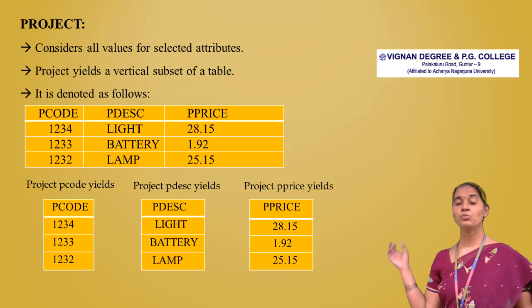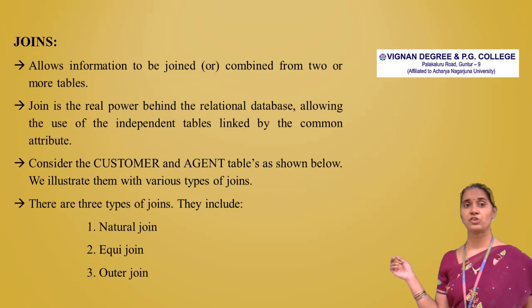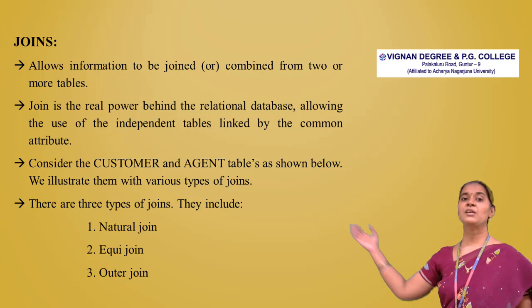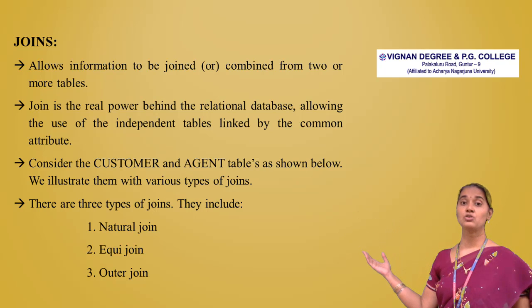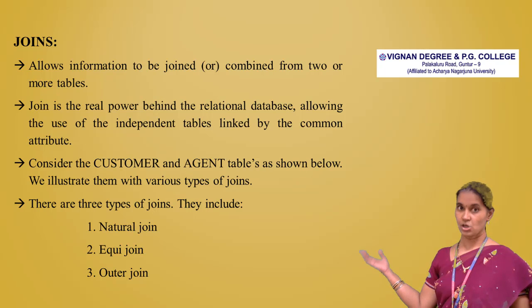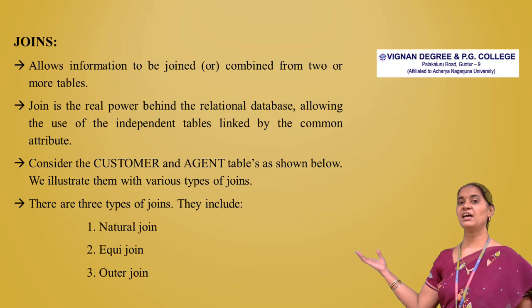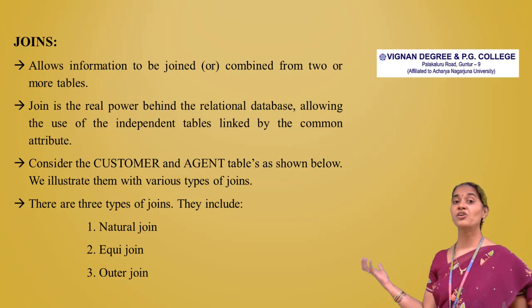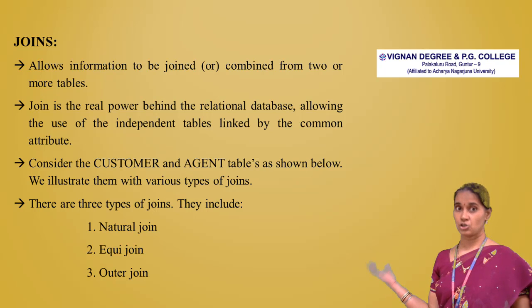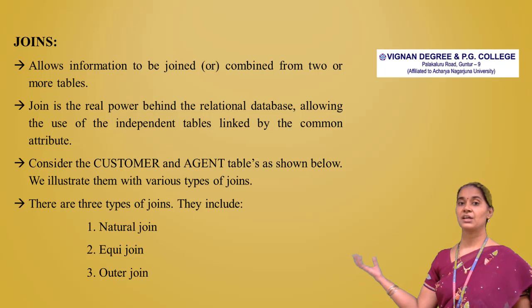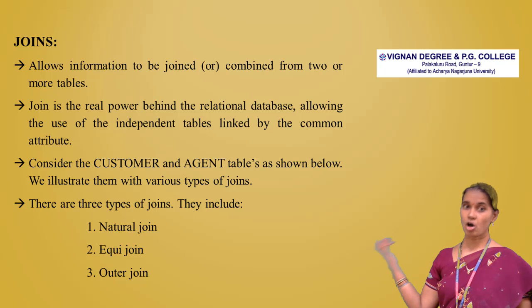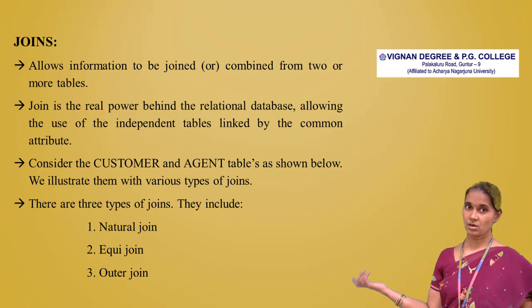After that, the next one to be discussed, and the most important one in the relational set operators, is join. As the name itself specifies, it is used to combine two or more tables. Join is the real power behind the relational database. The most powerful concept of the relational database is the join, which allows us to use independent tables linked by a common attribute. It is used to combine tables having a common attribute in both tables.